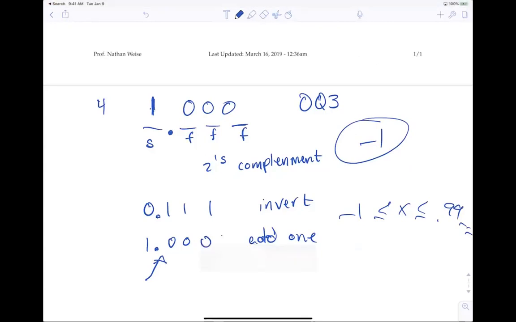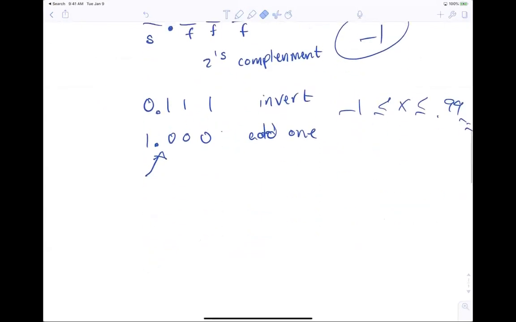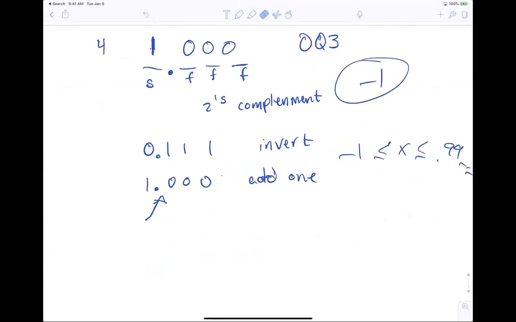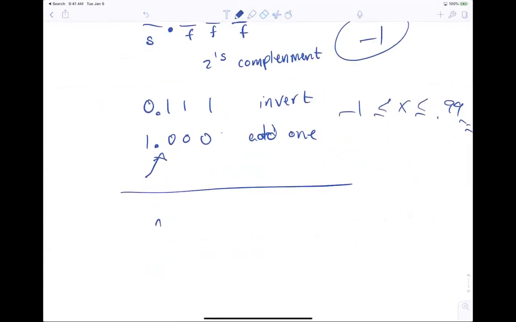Yes, you do 2's complement for negative numbers, so when the sign bit is 1. The reason you do that is for rollover. If you overflowed, you would overflow back to the largest negative number, if you will. Let's say you're in a 4-bit number again, and you had 0, 1, 1, 1. This is actually the largest positive number you could represent, which is 1 half plus 1 fourth plus 1 eighth.